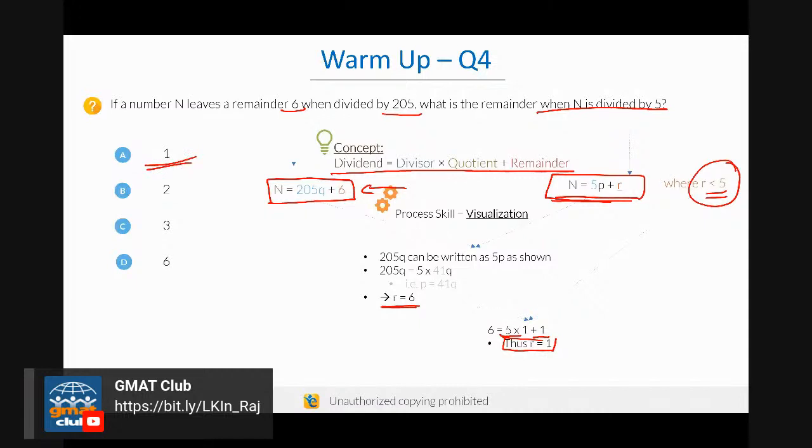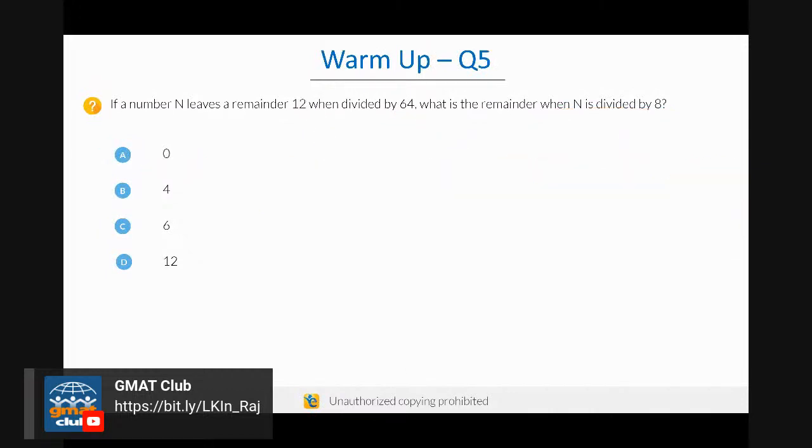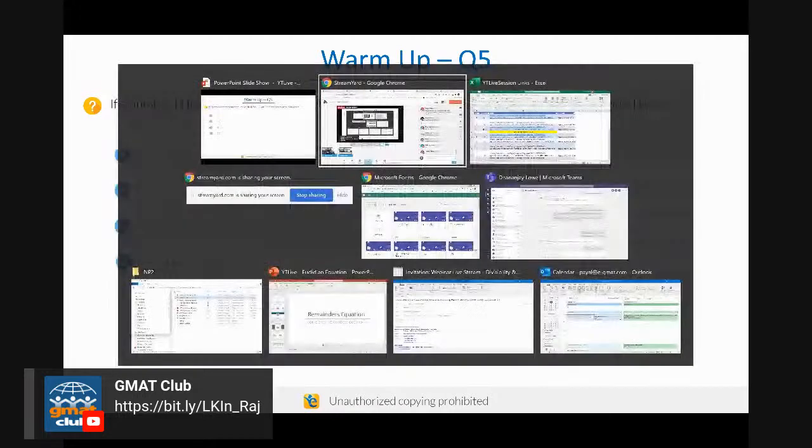The other 25% who could not solve it correctly, hopefully you know where you made a mistake now. And now let's go on to our last warm-up question. I'm going to share the poll question with you while you solve this question.